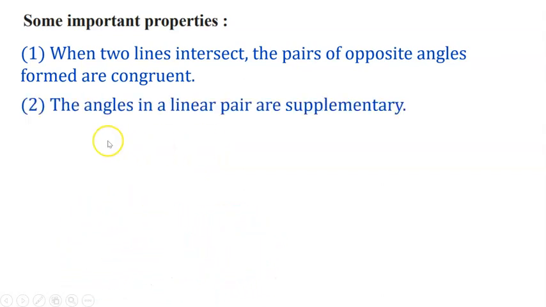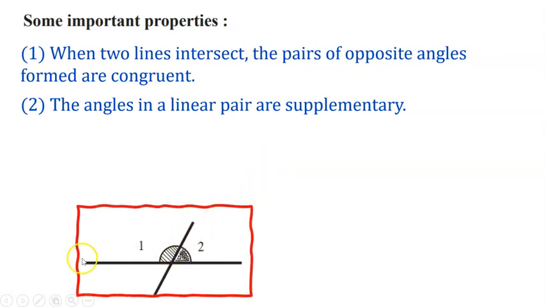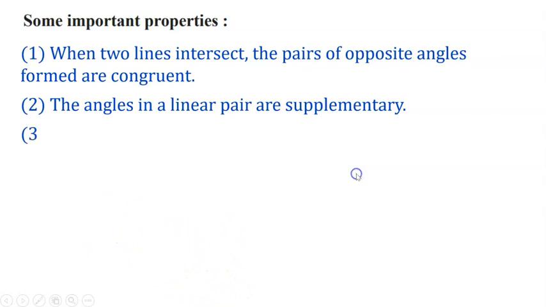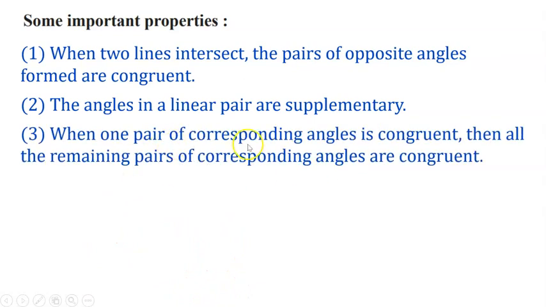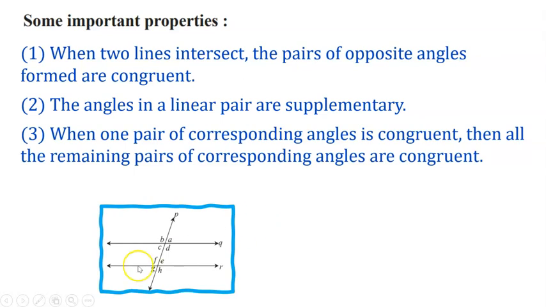Next, the angles in a linear pair are supplementary, meaning here the angle 1 and angle 2, these are the linear pair of angles, and their sum is equal to 180. When one pair of corresponding angles is congruent, then all the remaining pairs of corresponding angles are congruent. Now see this figure. Lines Q and R are the two parallel lines. P is their transversal. Here the one pair means what? A is congruent to E. Then all the remaining pairs of corresponding angles are congruent.